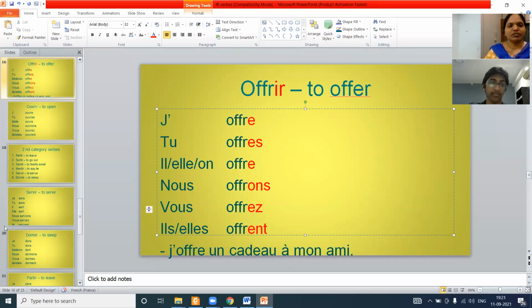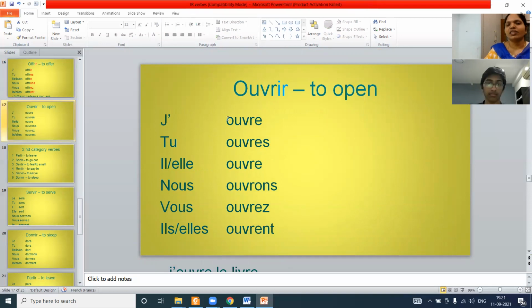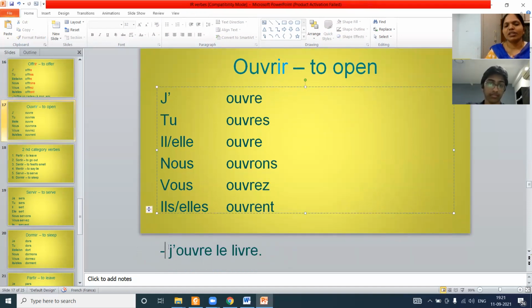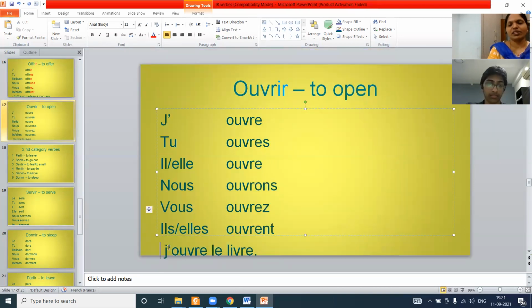Next one, ouvrir, to open. See, j'ouvre, tu ouvres, il ouvre, nous ouvrons, vous ouvrez, ils ouvrent, elles ouvrent. J'ouvre le livre means I open the book. J'ouvre la porte, I open the door. J'ouvre la fenêtre, I open the window. Like that, Smaran. Yeah, next one.